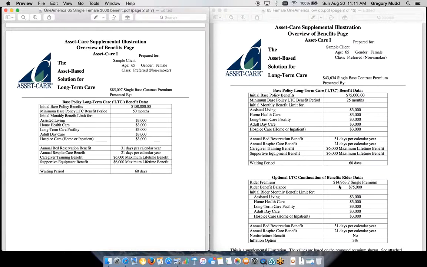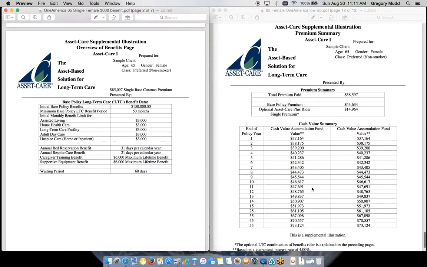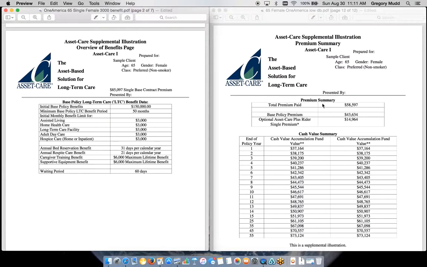The total premium is going to be the rider single premium plus the base contract single premium, and is about $58,500. If we flip to the very last page of the illustration, which is page 12, there is a premium summary that shows total premiums paid. Here's our $58,500, and is made up of the base policy premium plus the optional rider, which extends the benefits for the additional 25 months and that particular premium.